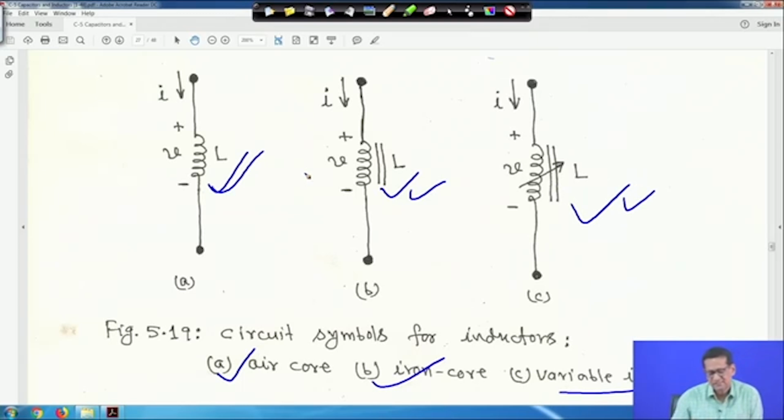So, these are the symbols of inductors. When you write it like this, it is air core. When you make 2 bars, then it is iron core, and if it is a variable iron core, then 2 bars and then an arrow. So, this is the symbol of the inductor. Let me clear it.